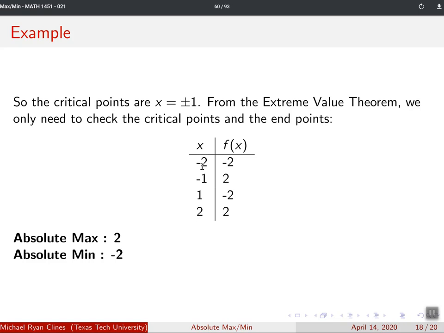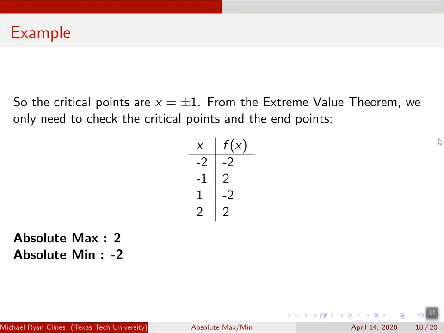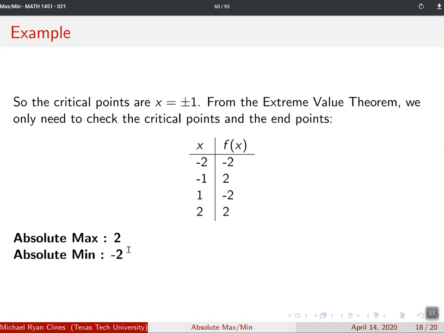These x values are locations. f is what the actual value is. The maximum and minimum are values. They're not points. They're not locations. They're values. So the absolute maximum is 2, and the absolute minimum is -2.